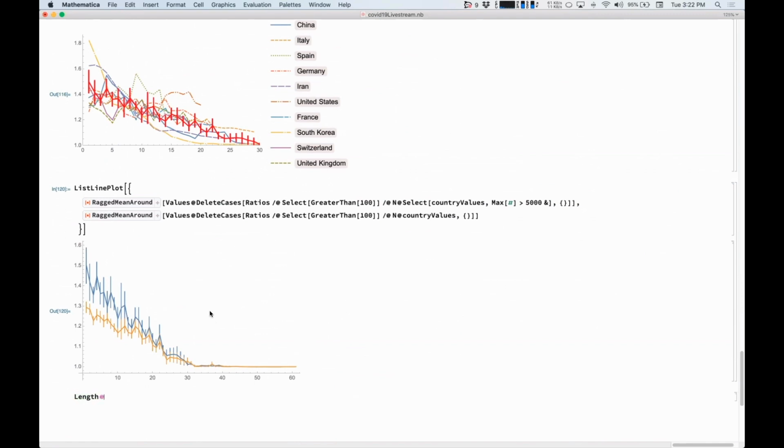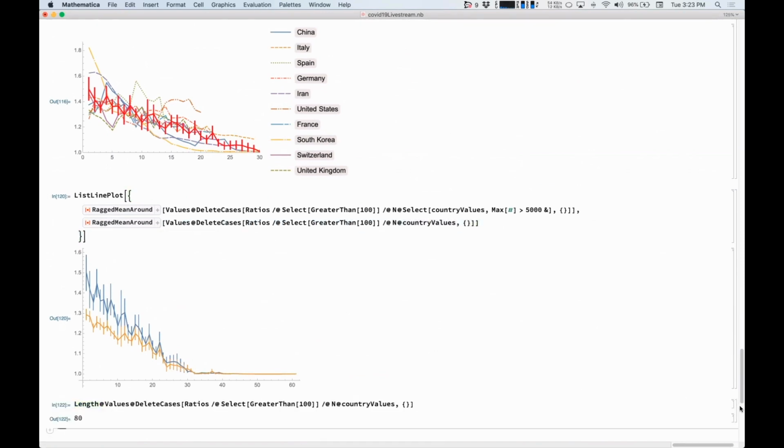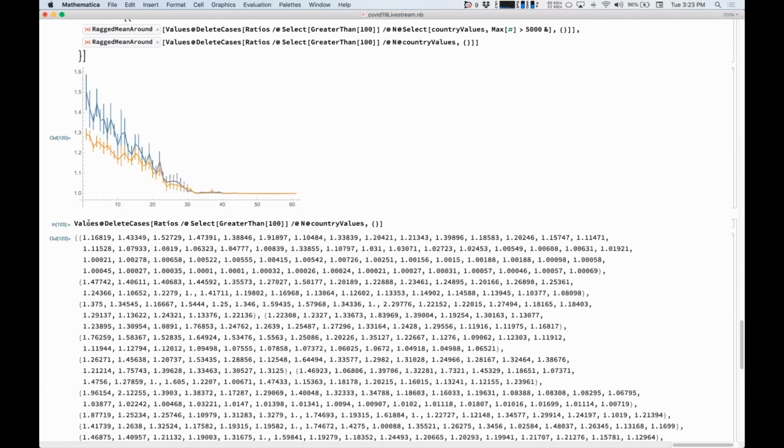Well, actually, you know what we should do? It looks like there are 10 countries that are greater than 5,000. And in this one, there are probably 80. But you know what we should do? Let's make the plot that shows this, because this ragged mean is jumping around. We want to show the number of countries. Okay, watch. This is going to be a weird bit of code, but we'll say.